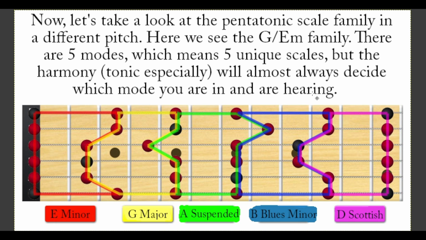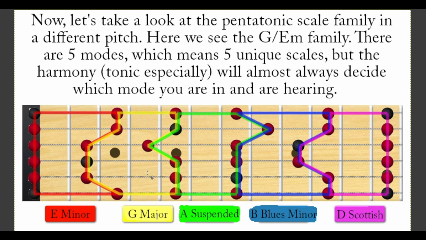This means if you start playing a progression and it's G major, A minor, B minor, C, so just a straight up G major progression, you can't say I'm playing D Scottish over G major. You're not. You're playing the fourth position of the G major pentatonic. I hope that makes sense.